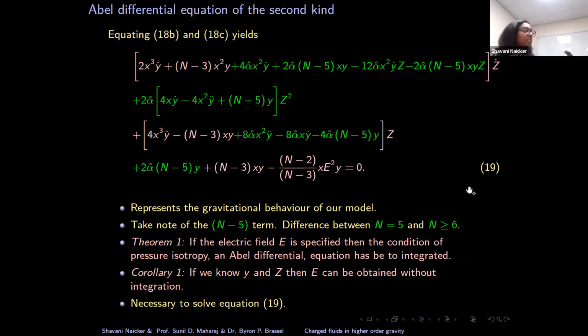Now this equation 19 leads to a theorem. If the electric field intensity is specified, then the condition of pressure isotropy, equation 19, which is an Abel differential equation, has to be integrated. However, if we know y and z, then we can obtain the electric field E without any integration process. So it is important to solve equation 19 in order to know more about the gravitational dynamics of our model. Now, in general, it is difficult to solve. However, we can show that equation 19 can be reduced to a canonical form.